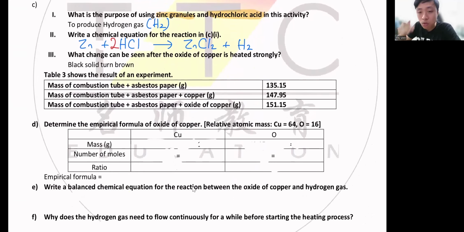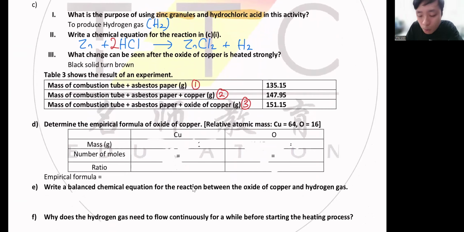Okay. Then determine the empirical formula. Now this one is a very simple one. This is the first mass. They will measure the mass before you start the experiment, after you put in the copper oxide, and after you heat the copper oxide, which becomes copper.